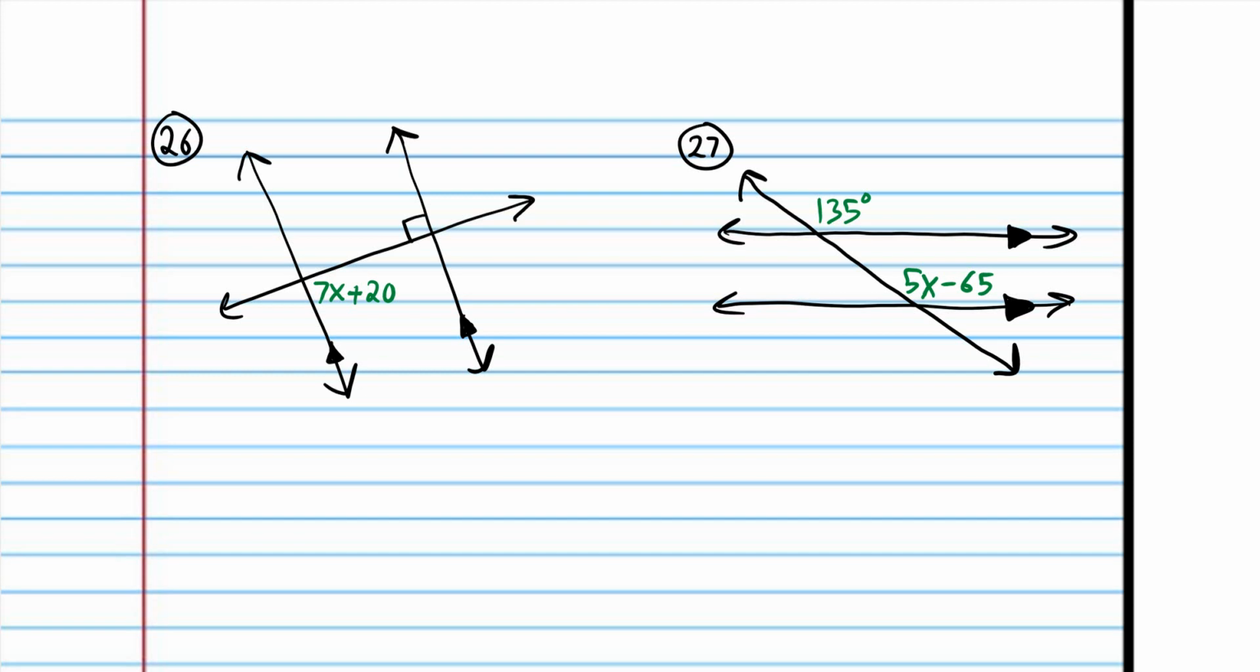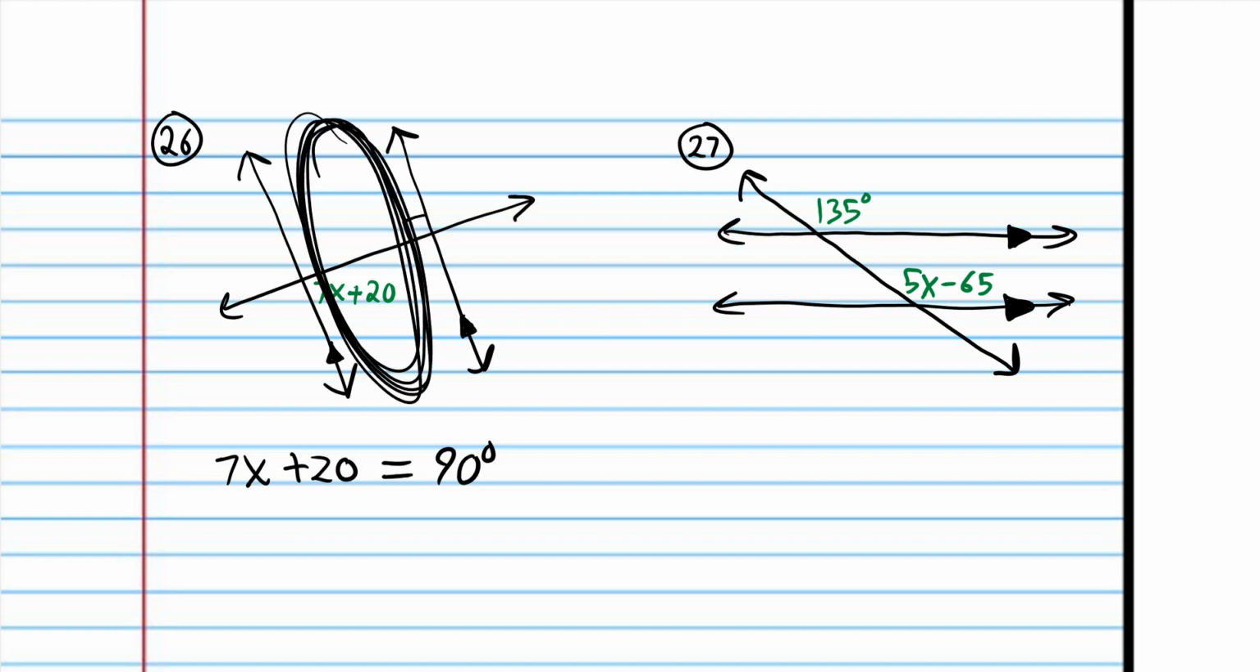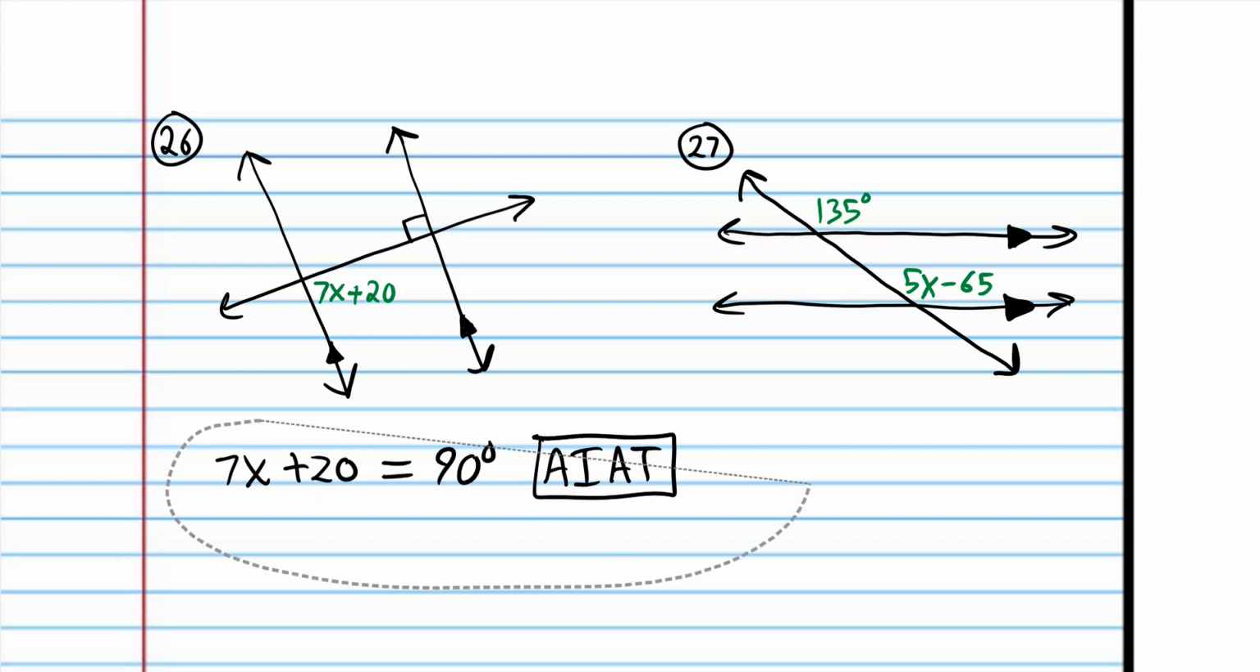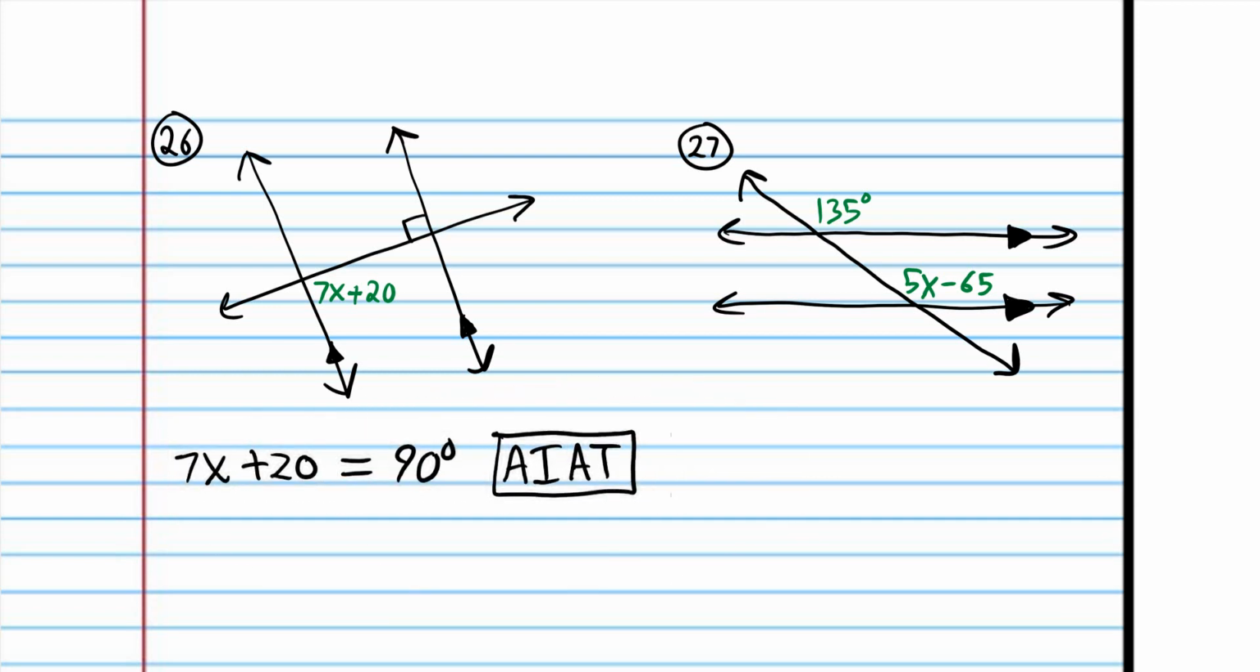All right, I know that these angles, 7x plus 20 and 90, must be equal. This angle is equal to this angle because they're alternate interior angles. They're on the interior, in the middle of the two parallel lines. That means they're interior. And one angle is on the bottom of the transversal and the other is on the top. So they're alternate interior angles. So alternate interior angles theorem. So now all I have to do is just solve that equation.